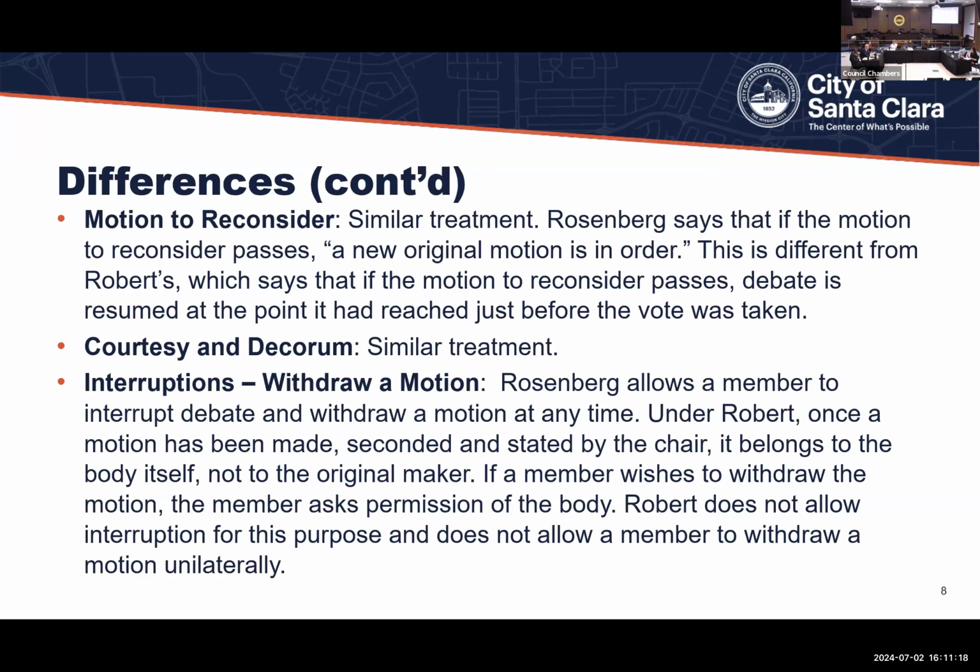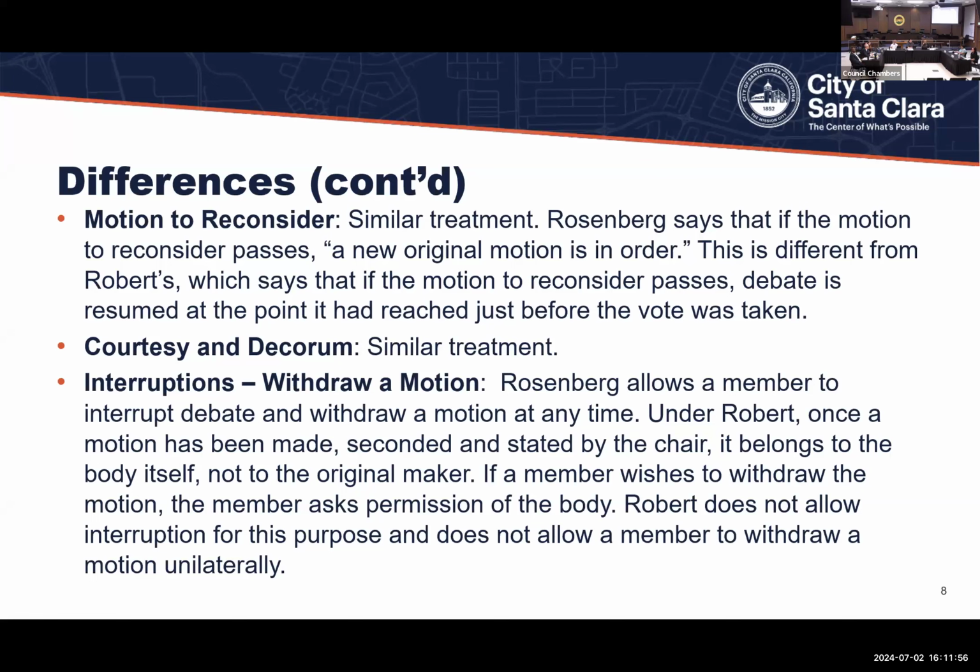Courtesy and decorum rules: there's really a little more of this under Rosenberg's, where it talks about that. I'll talk about that in a little bit more detail later when we get into the request for your input on things you might want to change. One meaningful change between Rosenberg's and Roberts is with respect to the ability to withdraw a motion. Rosenberg's allows a person who's made the motion, even if it's seconded, to withdraw that motion.